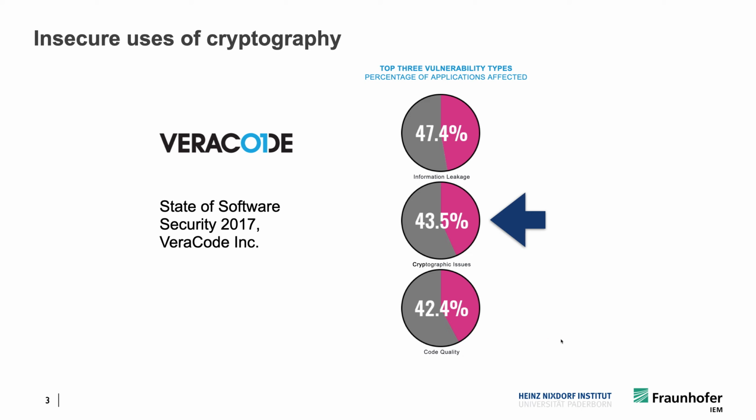There are also commercial studies that show that this is quite a problem. So this is actually a graphic taken from the State of Software Security report by a company called Veracode in 2017. Actually, I haven't updated this, but I would expect that the numbers still look similar.